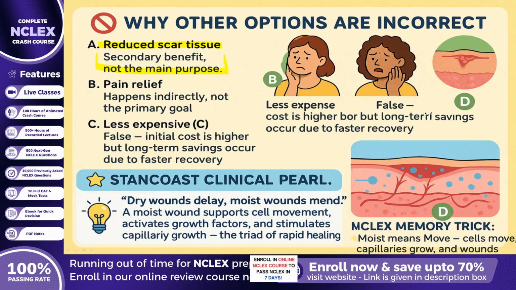Option C, it will be less expensive than gauze dressings, is inaccurate because the initial cost of air-occlusive dressings is higher, although overall savings occur due to faster recovery and fewer changes. And finally, here comes your Stan Coast clinical pearl. Remember, dry wounds delay, moist wounds mend. A moist wound supports cellular migration, activates growth factors, and promotes angiogenesis, the triad responsible for faster, healthier healing. For a quick NCLEX memory trick, think moist means move. Cells move, capillaries grow, and wounds close.